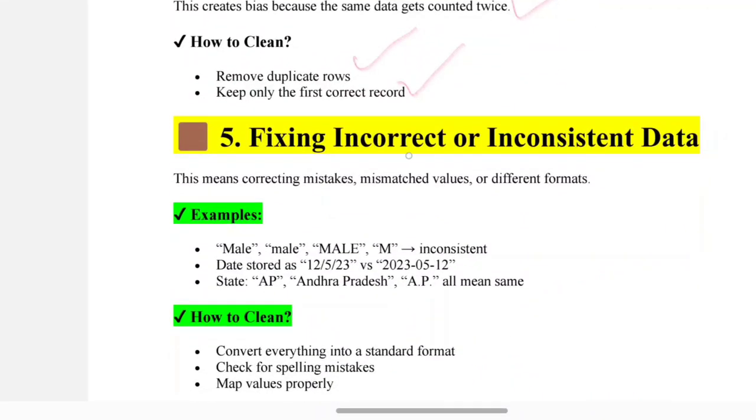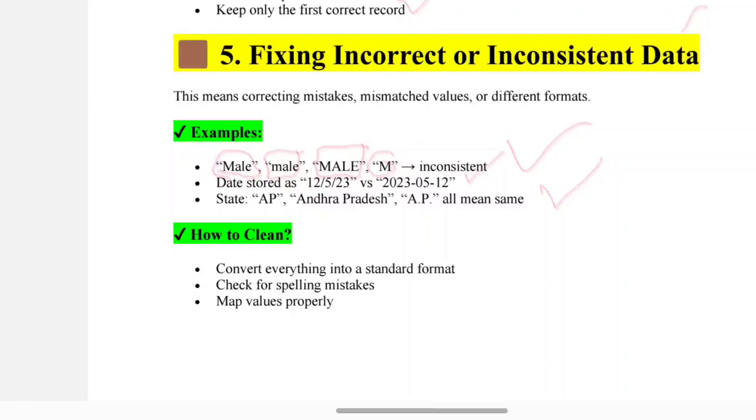Now the last one is fixing incorrect or inconsistent data. Sometimes data is written in different styles or it has mistakes. If you look at the example, male, this is the correct one. But if you look at the second one, the alphabets are small. In the third one, the alphabets are totally capital. And in the fourth, only M is represented. This we call inconsistent. In the second example, same data, different formats. This we call inconsistent or incorrect data. In the third, AP and Andhra Pradesh, same meaning but different writing.